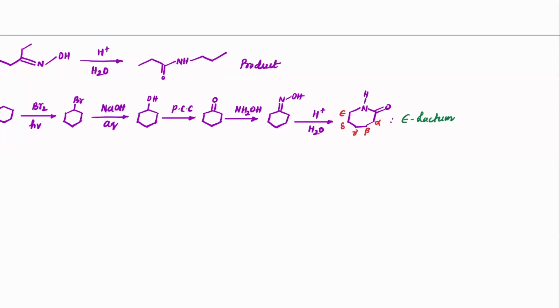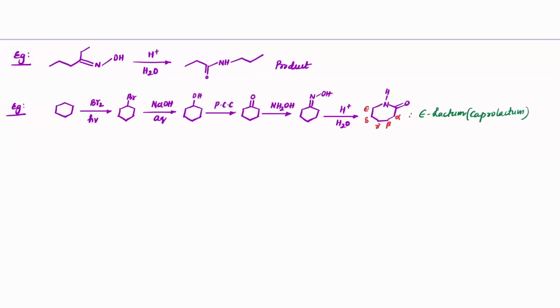Lactam is the common name given for amides, cyclic amides. Got it? Epsilon lactam, here it is also called caprolactam. So what you get is the caprolactam form. This is a very standard reaction. So please check what we have to do there.